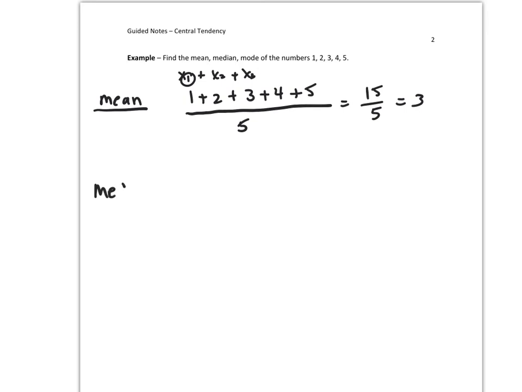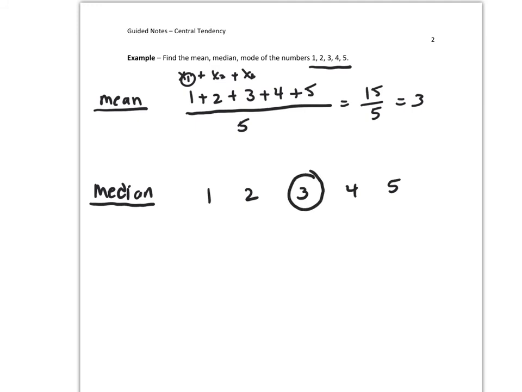Median. What you have to do first with median is you have to write your numbers in either increasing or decreasing order. It doesn't matter. Well, mine are already listed in increasing order. So 1, 2, 3, 4, 5. Now the next thing you do is you see how many numbers you have, and I have 5. When you have an odd number of numbers, the middle number is your median.